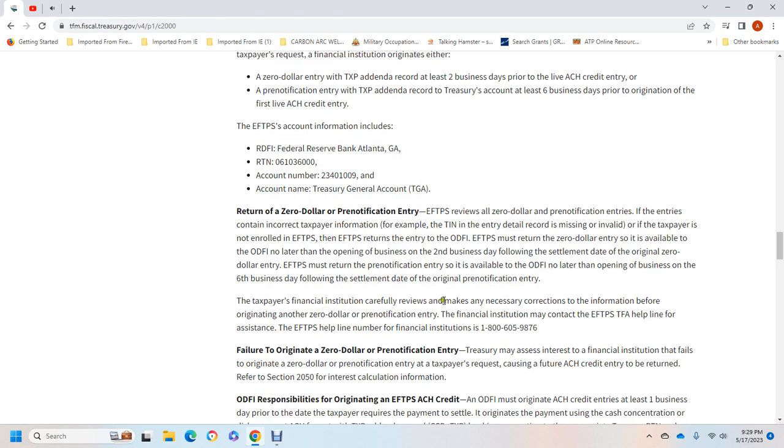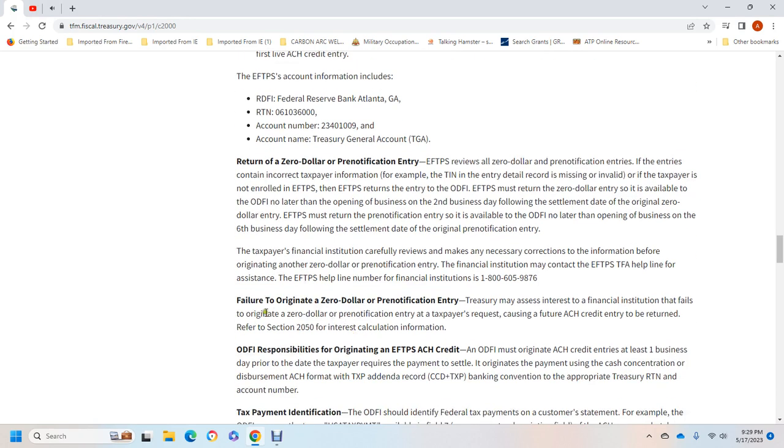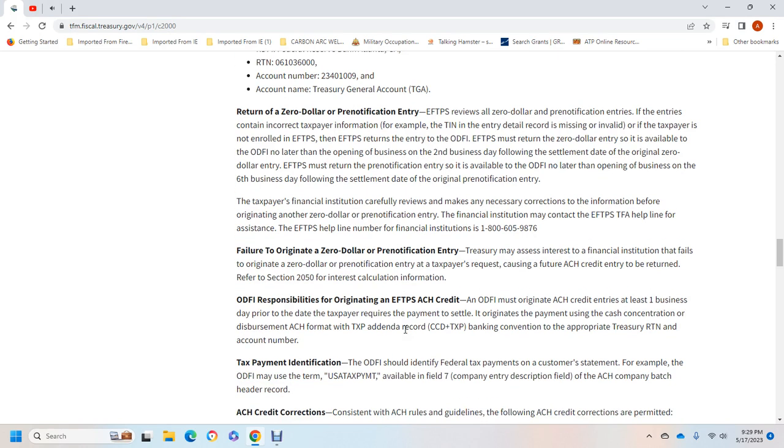Taxpayer financial institutions should carefully review and insert the conditions, direction, and information before originating a $0 pre-notification. The financial institution may contact the electronic federal tax-paying system TFA helpline. In the absence of the helpline number, the financial institution may call 1-800-605-9876. Failure to originate a $0 pre-notification entry: Treasury may assess interest against the financial institution that fails to originate a $0 pre-notification entry at the taxpayer's request, causing a future automatic clearinghouse credit entry to be returned. See Section 2050 for the interest calculation information.